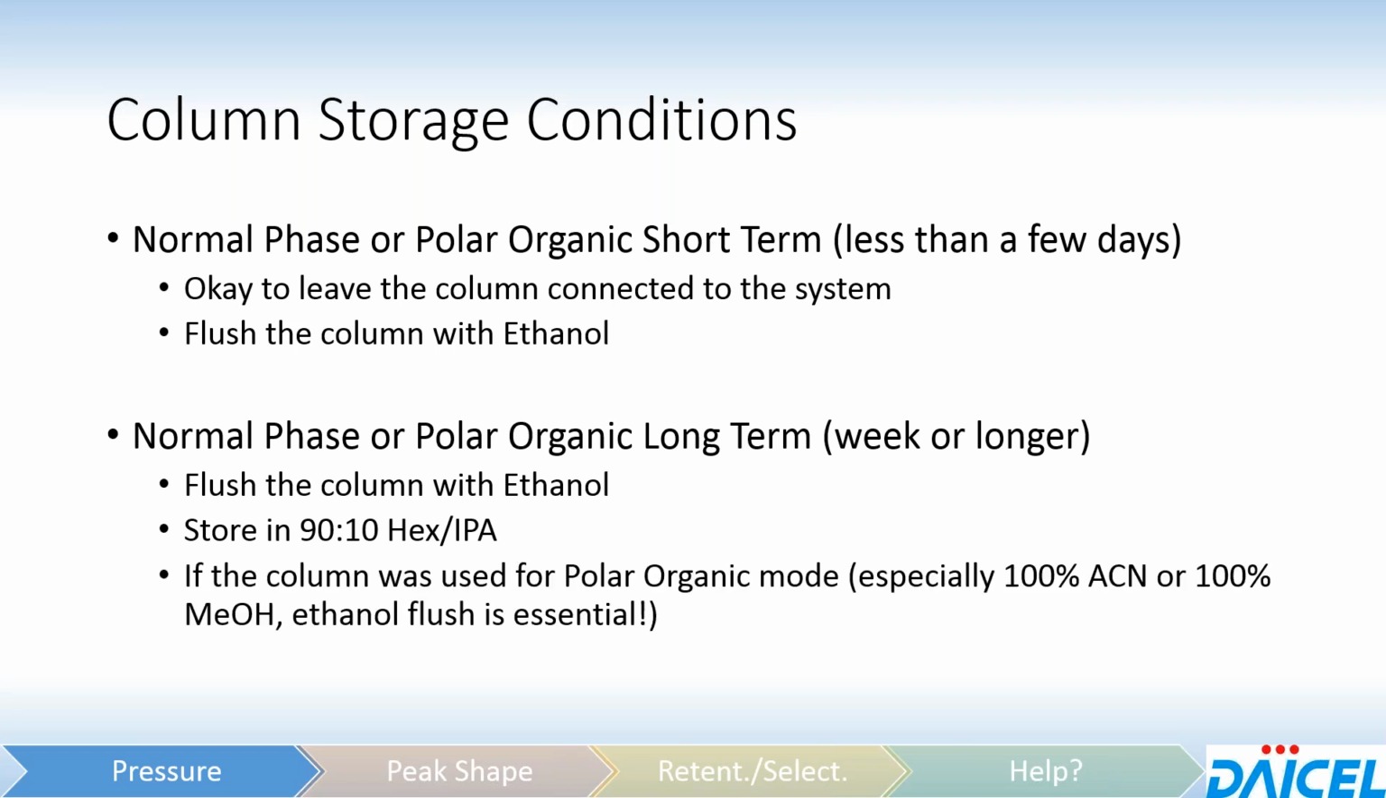If you are using your columns interchangeably for polar organic mode and normal phase, or you're running your columns in polar organic mode and you obviously need to store it in this 90-10 hexane IPA mixture, it's extremely important that you do the ethanol flush before you do the 90-10 hexane IPA storage conditions, especially if you are running your samples with 100% acetonitrile or 100% methanol, because those two solvents are not miscible with the high percentage of hexane. And you can actually end up causing other negative effects to your column, pressure issues mainly, because they are not miscible with each other.